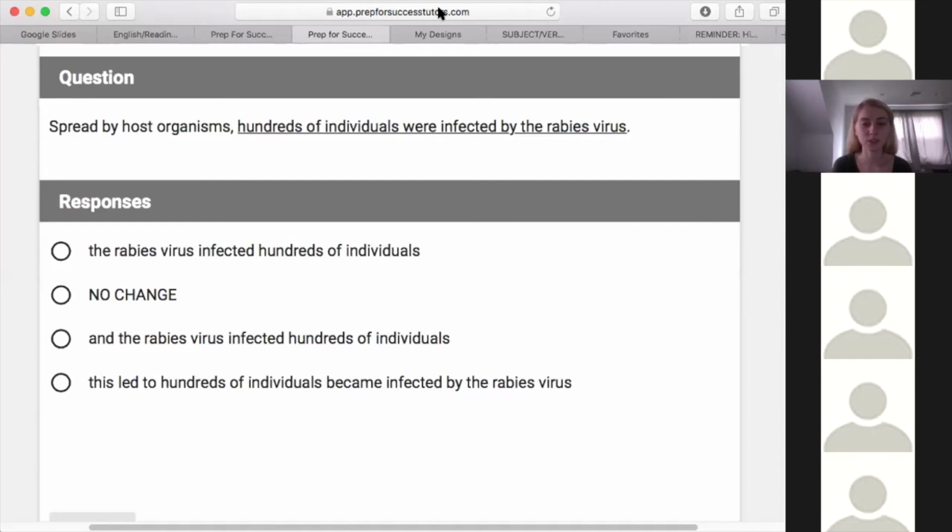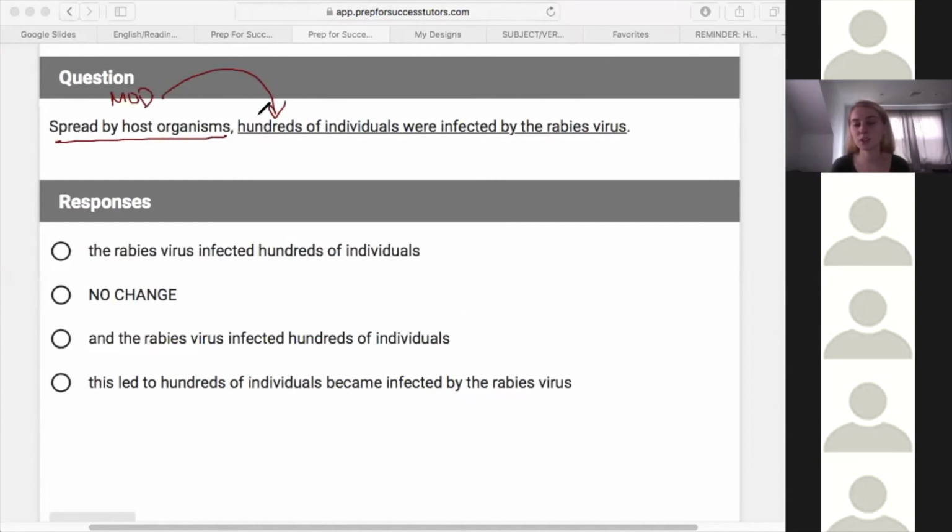All right, awesome. So it looks like most of you chose A, which is great because A is the correct answer. So taking a look at this, we have spread by host organisms. That's my modifier. I'm introducing the hundreds of individuals here. Now, is the hundreds of individuals the thing that's being spread? Probably not, but maybe it's the virus or something, which is honestly very typical. But here now it's the virus that's being spread. So here we're saying the rabies virus. So in this case, that's why we're going to go with A, because that is the item that is being spread by those host organisms. Perfect, great job.